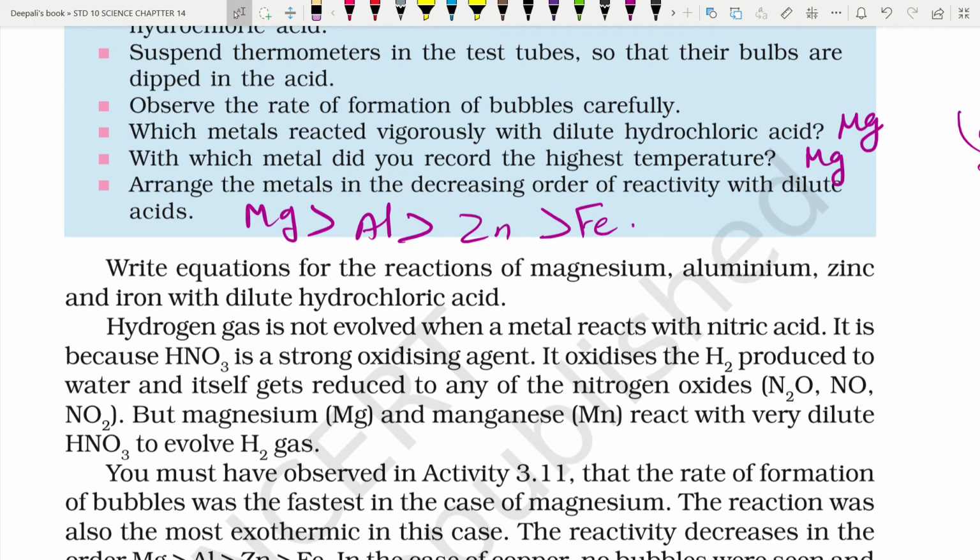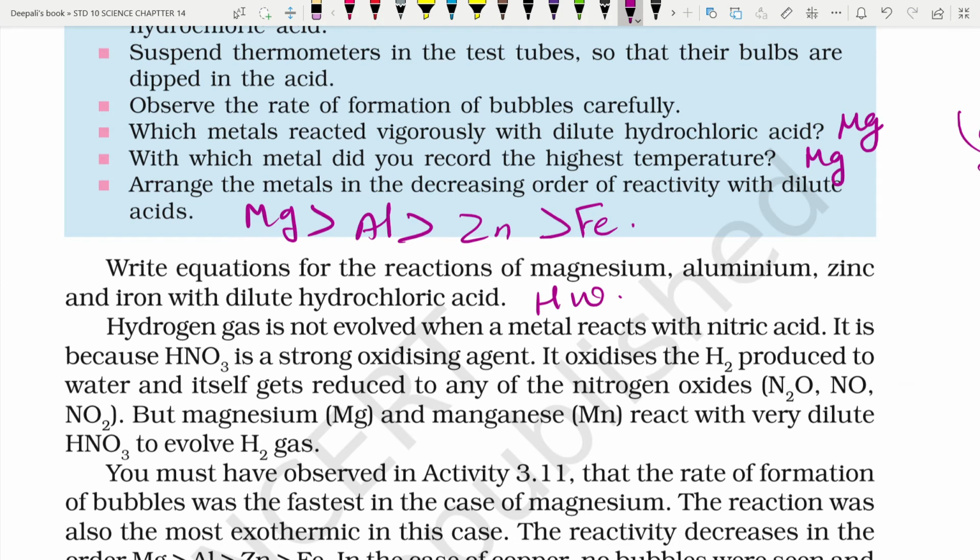Write the equations for the reaction of magnesium, aluminum, zinc and iron with dilute hydrochloric acid. Hydrogen gas is not evolved during this reaction. This is going to be your homework.